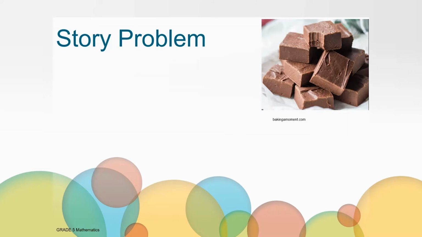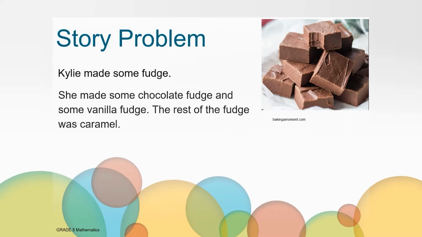Let's look at this story problem. Kylie made some fudge. She made some chocolate fudge and some vanilla fudge. The rest of the fudge was caramel. What are you picturing in your mind as we read this story? Besides wanting to eat some fudge right now, we know that Kylie made some fudge and that the flavors of the fudge she did make included chocolate, vanilla, and caramel.